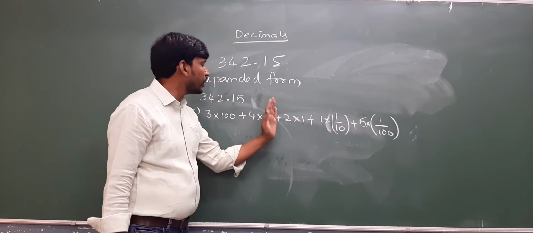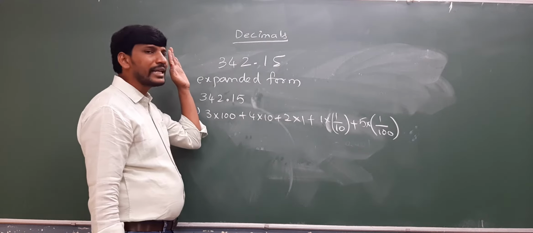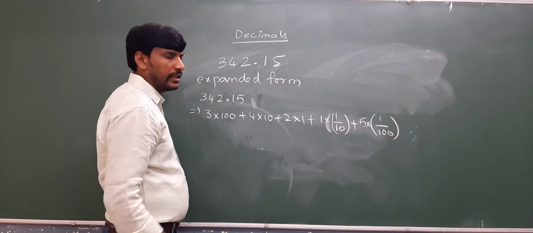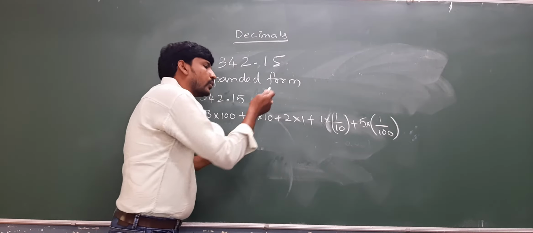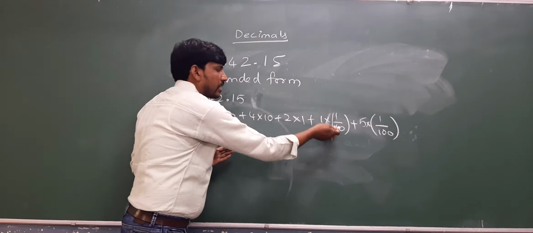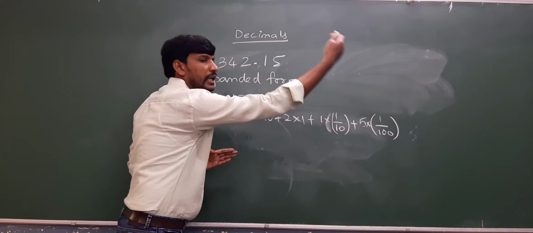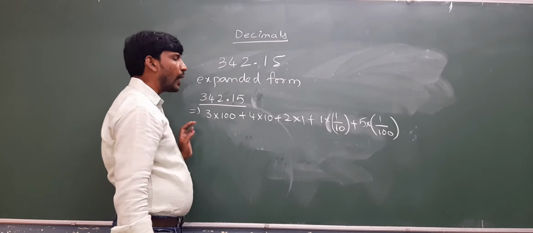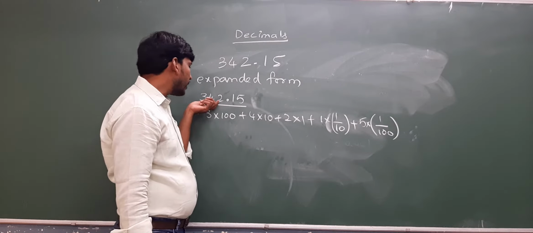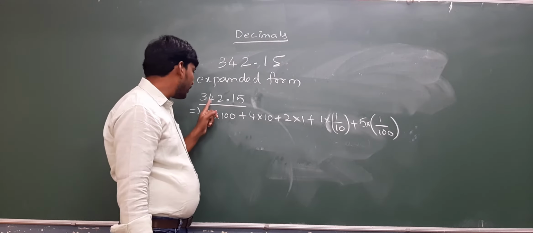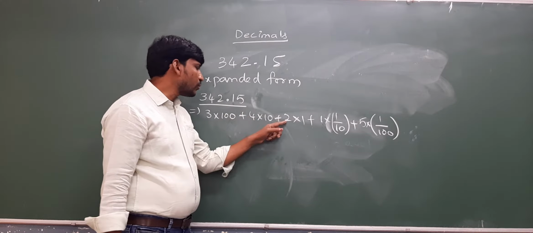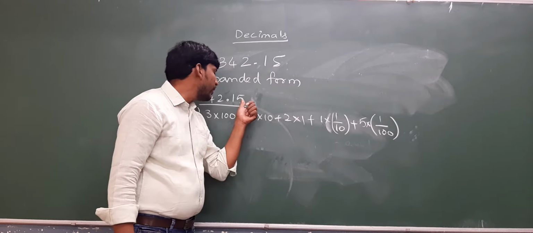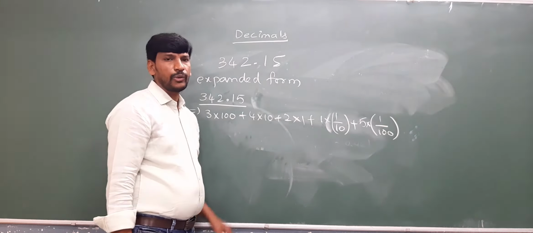See here, if you move to the left side, the value increases. That is ones, tens, hundreds, thousands, like that. But after the decimal, if you move to the right-hand side, it will become 1 by 10, 1 by 100, 1 by 1000, 1 by 10,000, like that. See, the expanded form of 342.15 depends on the place value system. 3 into 100 plus 4 into 10 plus 2 into 1 plus 1 into 1 by 10 plus 5 into 1 by 100. I hope you understood that.